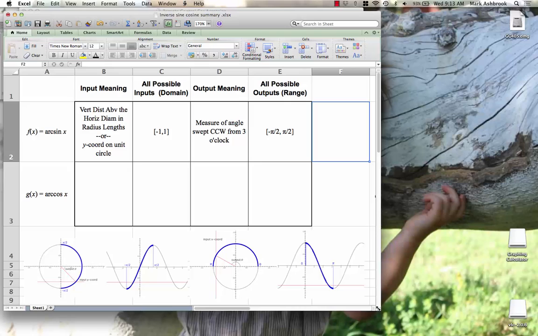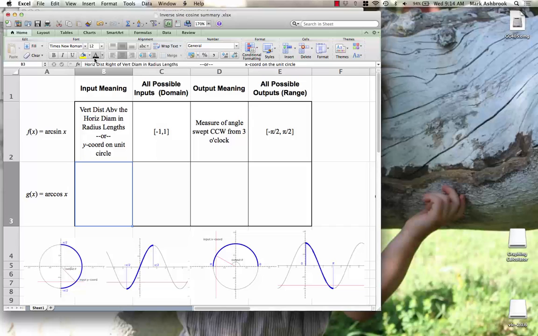So what about arccosine? What was the input meaning of arccosine, Matt? Horizontal distance to the right of vertical diameter, in radius lengths. Okay, the x-coordinate on the unit circle. All right, so yeah, and we've kind of adjusted this to say what, in fraction of radius length.